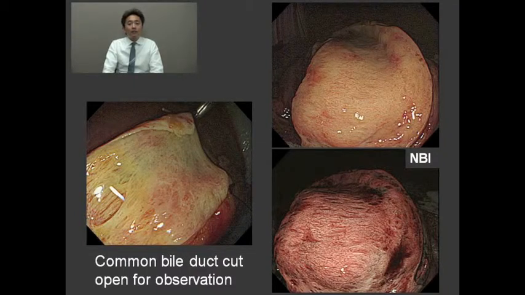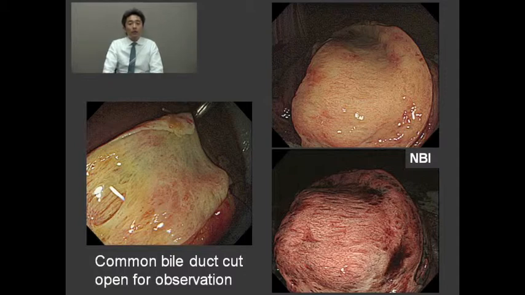Next, I want to briefly describe the methodology. 25 fresh common bile ducts, which were surgically resected, were eligible for this study. First, I cut each common bile duct open for endoscopic observation of its mucosa. I observed the bile duct mucosa with a magnifying endoscope, which is commonly used for the gastrointestinal tract, and I utilized both conventional white light imaging and NBI.